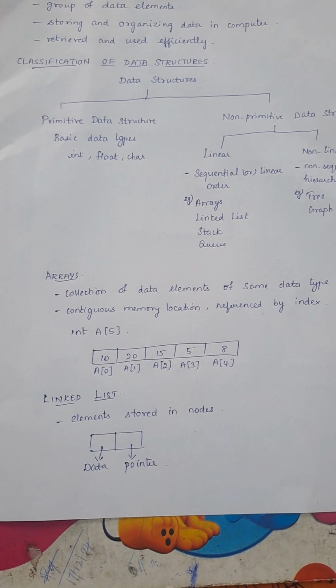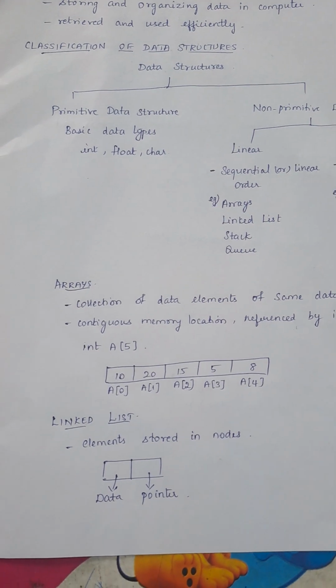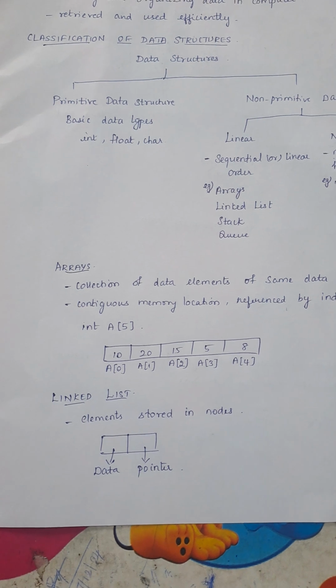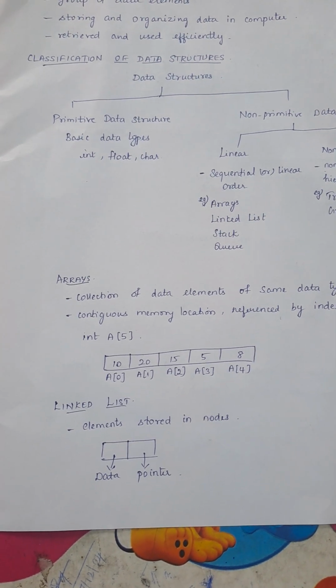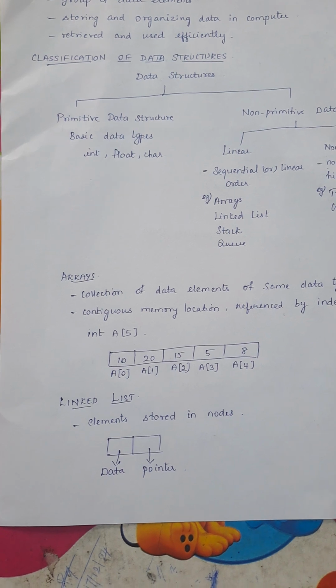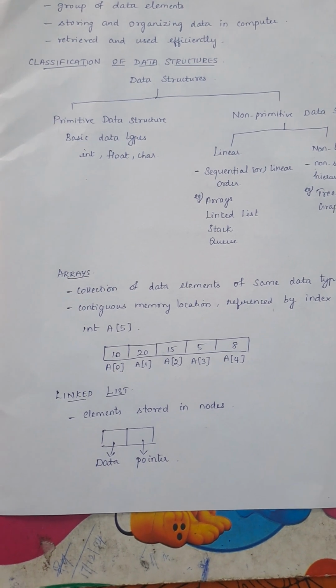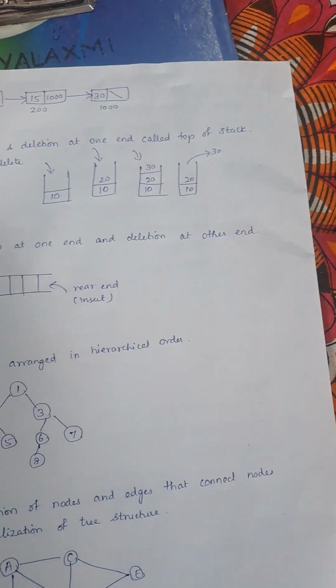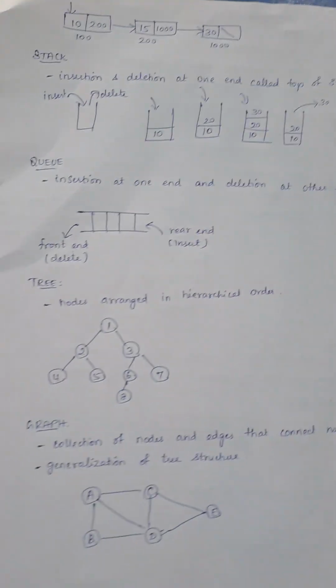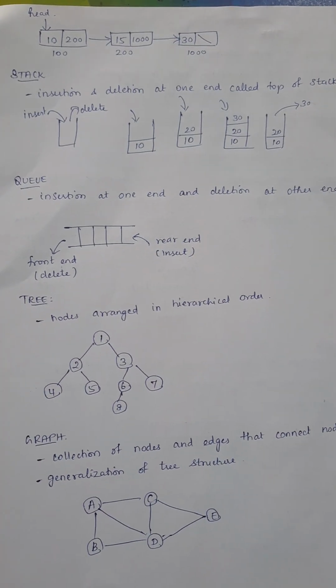Elements are stored in a node, where the node format is shown here. We have a data part and a pointer part. The data part will contain the actual data, and the pointer part will point to the next node that contains the next element. So this is an example of linked list.